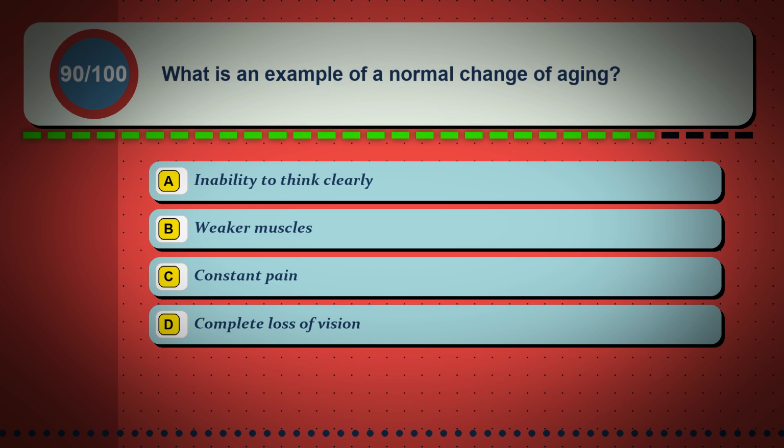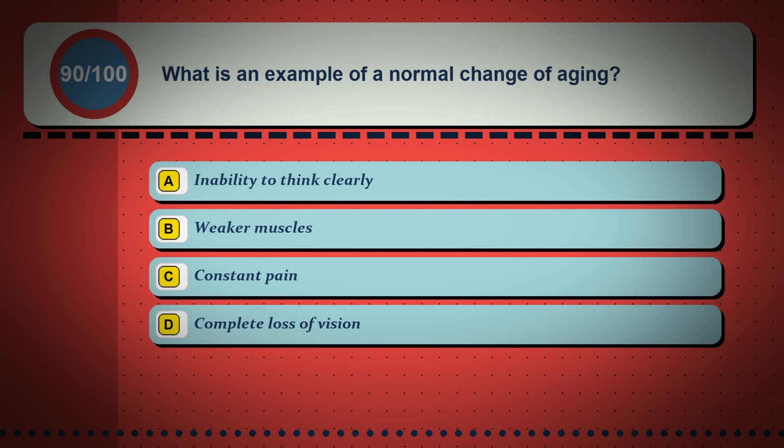Question 90. What is an example of a normal change of aging? Option A, inability to think clearly. Option B, weaker muscles. Option C, constant pain. Option D, a complete loss of vision.